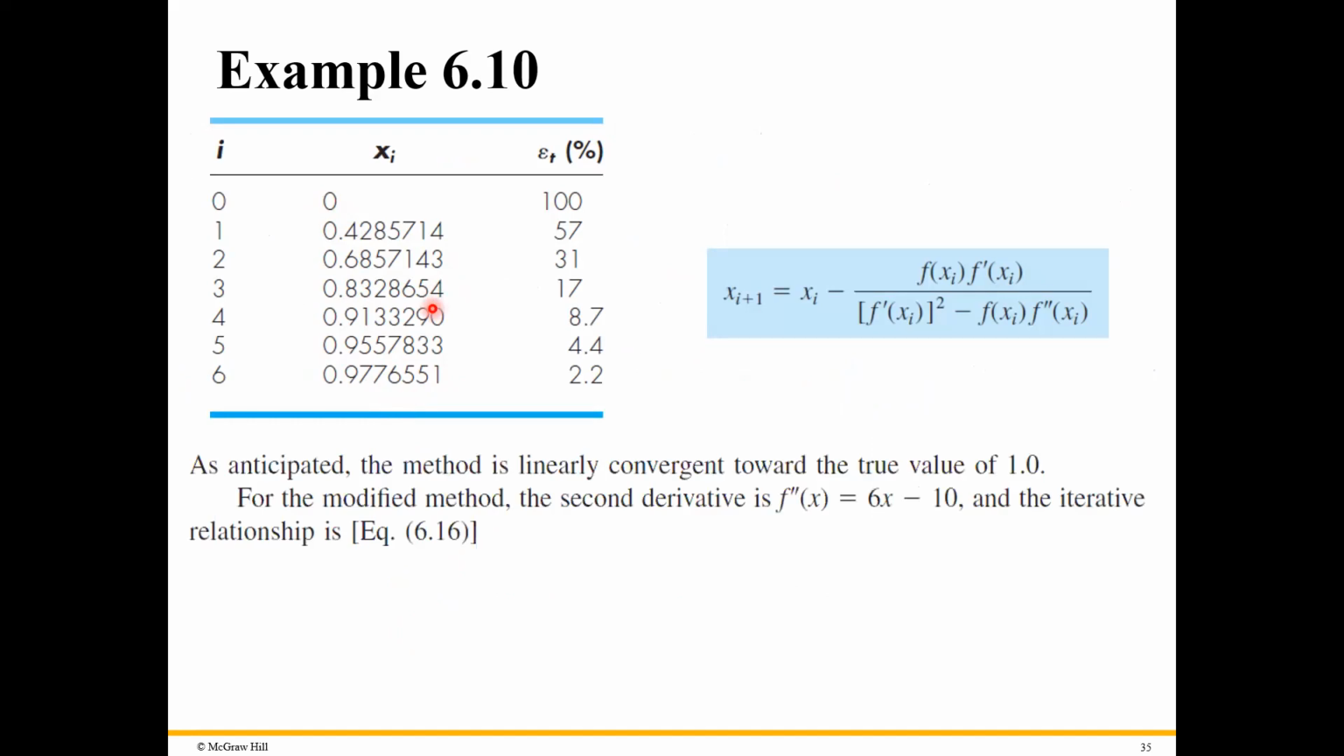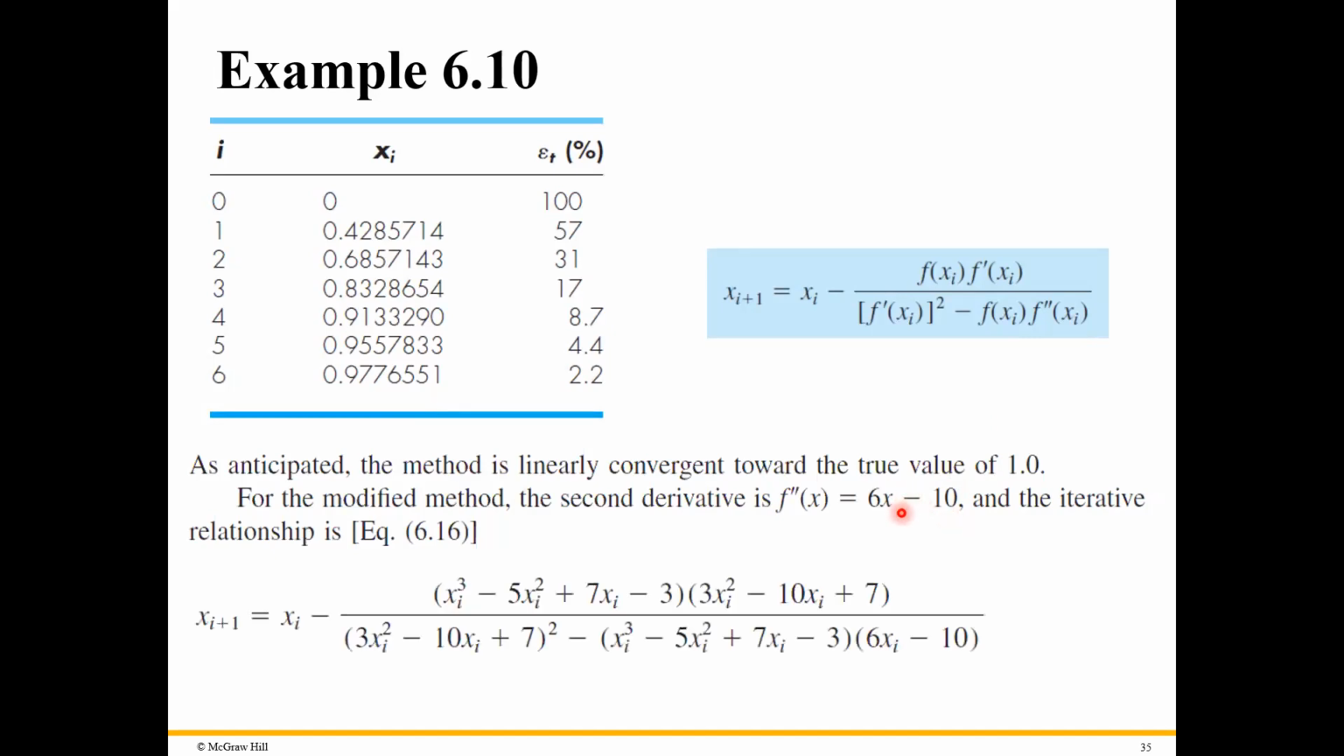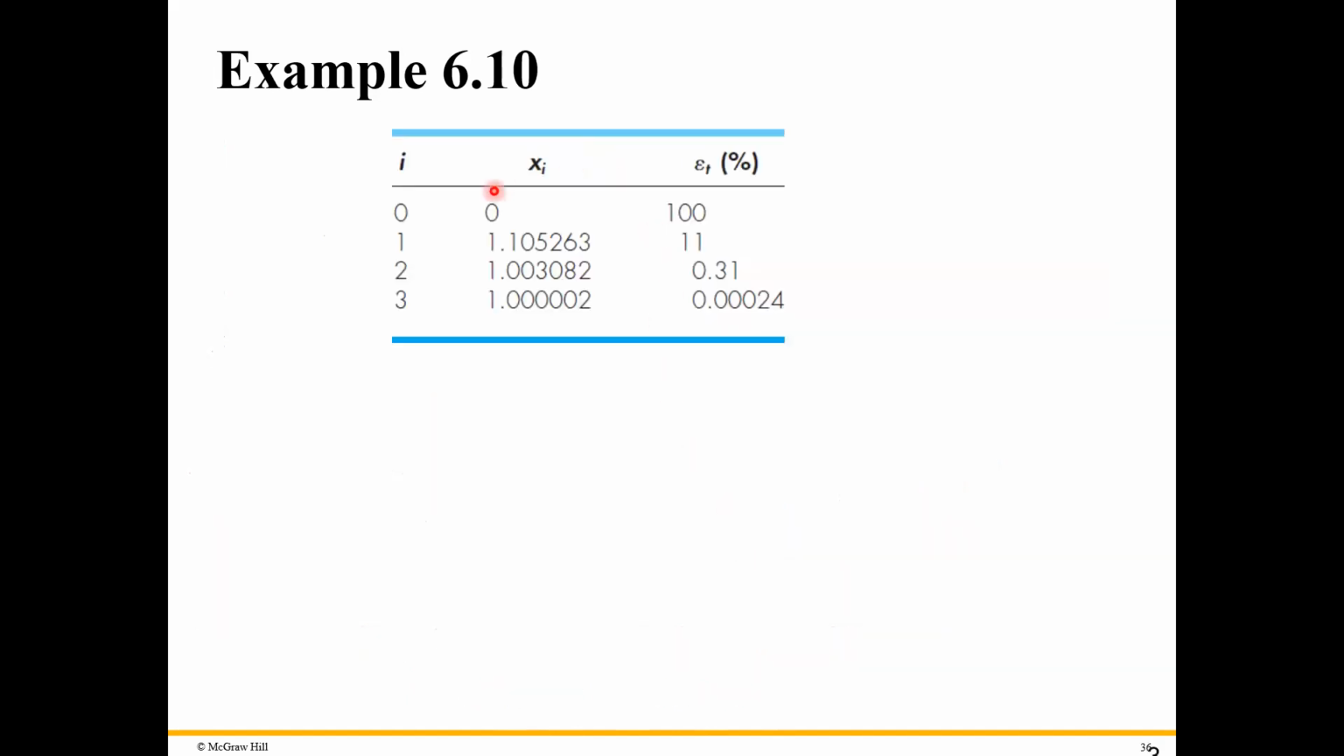For the modified Newton-Raphson method, we need to apply this formula. In addition to the first derivative, we need to take into consideration the second derivative as well. The second derivative will be 6x minus 10 for this equation. The second derivative equation will be like this, and then this should also be solved iteratively. So iteratively, we can solve it in this way.